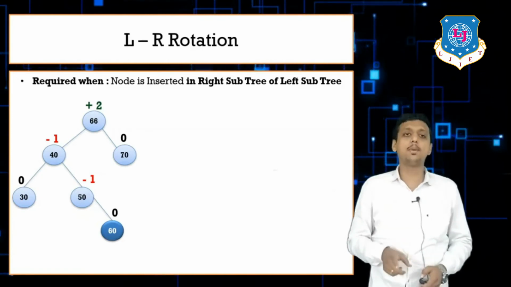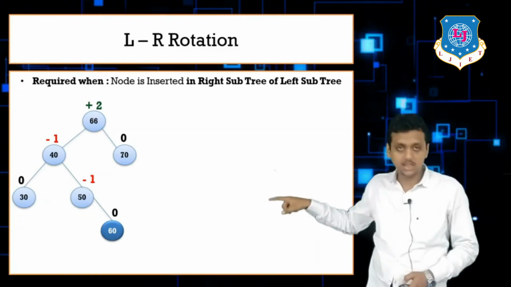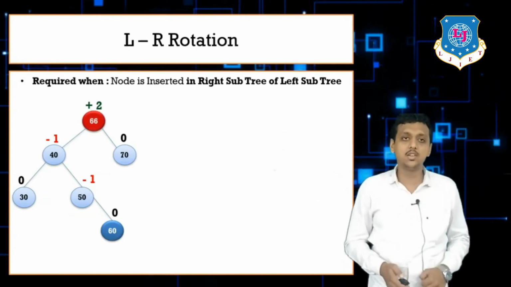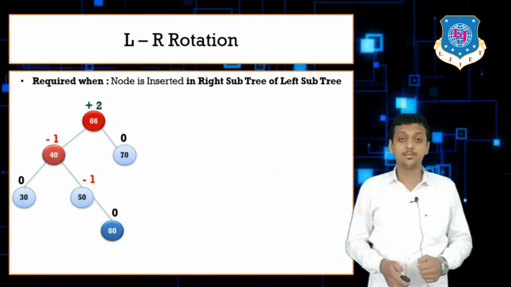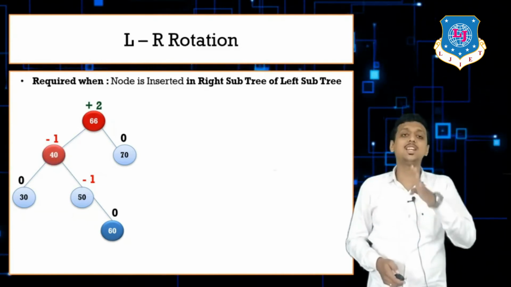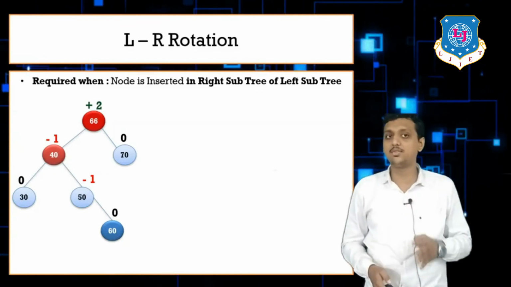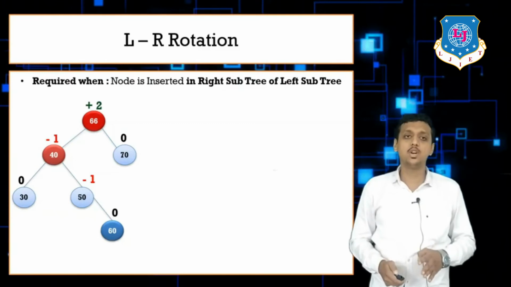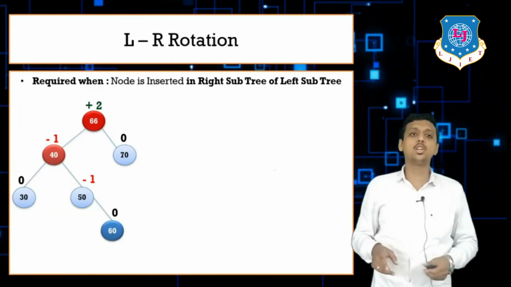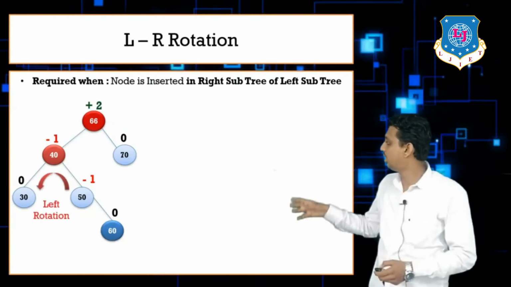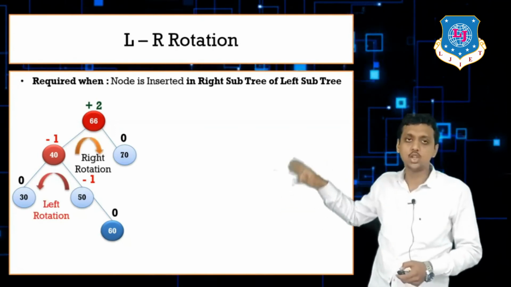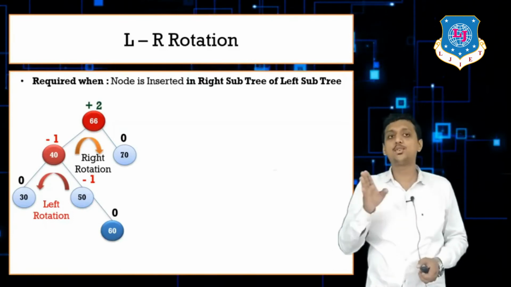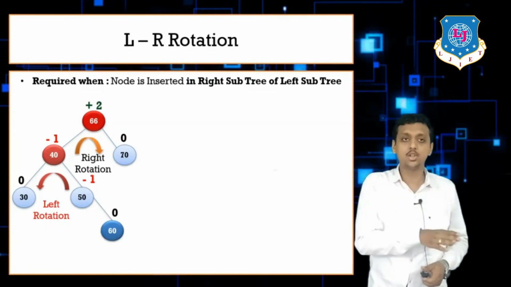So you first need to apply left rotation on 40 and then right rotation on 66. So here it is. See, 66 is violating our rules just because of 40, because 40 is right heavy. It's not left heavy. So what you need to do is apply first left rotation on 40 and then right rotation on 66. LR. Left rotation followed by right rotation.